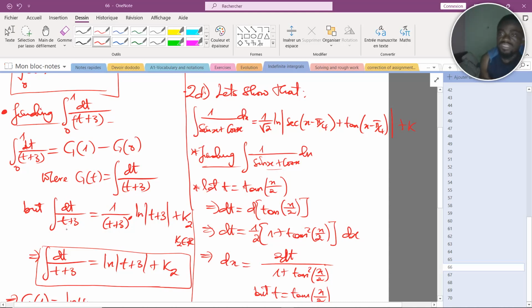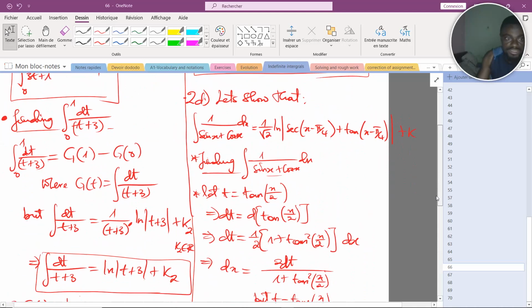Now, we know that this primitive of dt all over t plus 3 is equal to what? This is the same as integrating a linear function 1 all over ax plus b, which will be 1 all over the derivative of t plus 3, times ln of the absolute value of t plus 3, plus the constant k2, where k2 belongs to R. Now, this implies the derivative of t plus 3 is simply 1. So the integral of this will be equal to this.